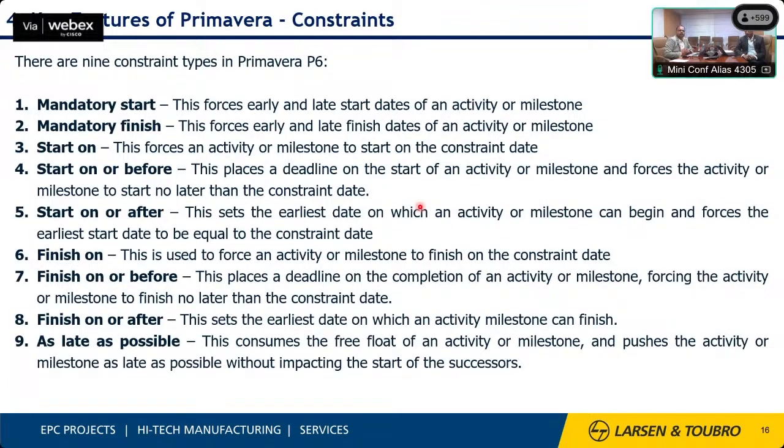For all the activities, we have nine kinds of constraints which we can provide in the program, like mandatory start, mandatory finish, start on or before, start on or after, finish on or before, and like that. These constraints can represent the start date of the project, or the completion of a certain milestone in between. So we'll provide some constraints in between.